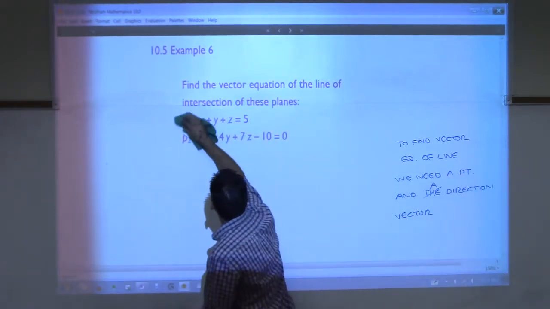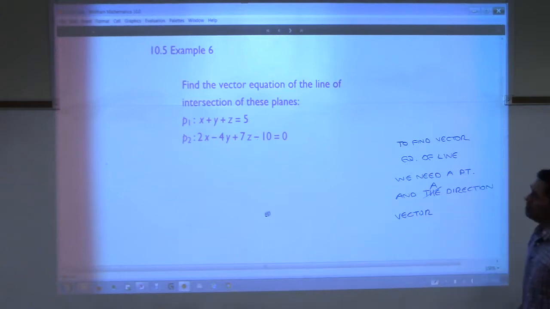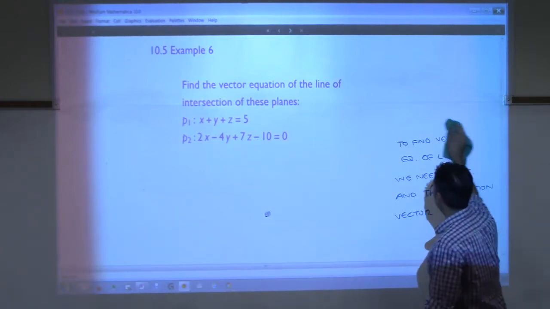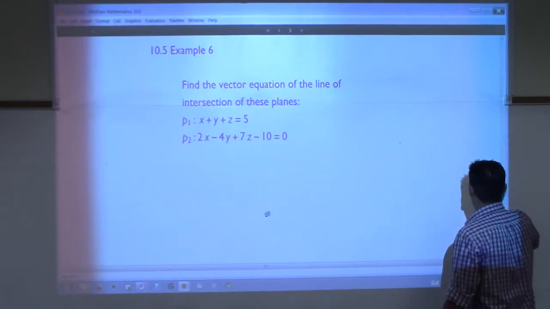So find the vector equation of the line of intersection of these planes. Now, are those the planes we just did? No, it's not. All right. So what do you need? Yes, it is the same thing? Yeah. Okay, great. Wonderful.